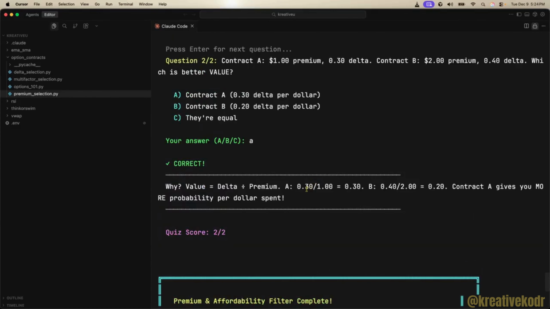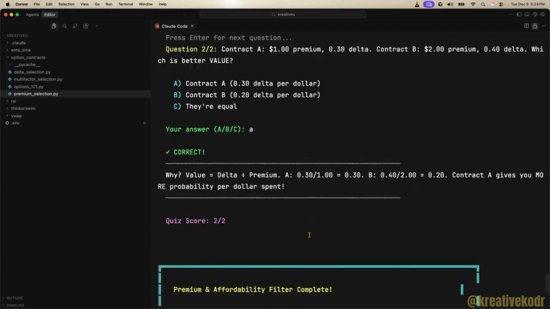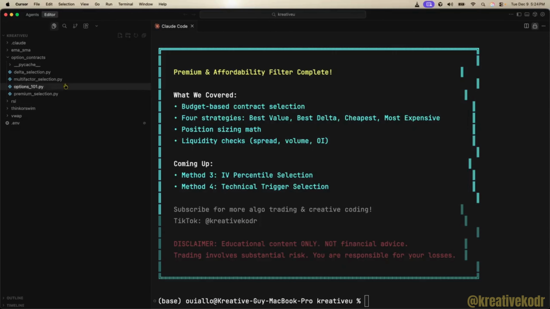Are we right? We were correct. Why? Delta equals delta divided by the premium, right? Contract A gives you more probability per dollar spent. Beautiful. All right, so now let's go to our multi-factor selection.